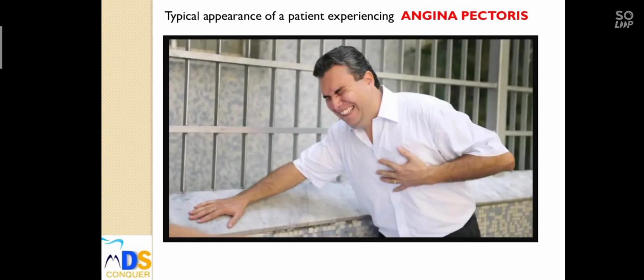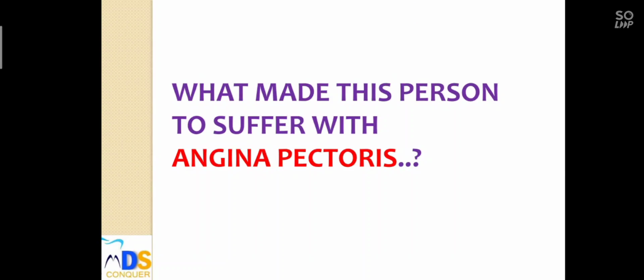This is a typical appearance of a patient experiencing angina. This picture shows a person suffering with pain in his chest region, and this pain commonly radiates towards his left jaw region, his shoulder, and back of his shoulder. What made this person suffer with angina? What is the reason behind it?